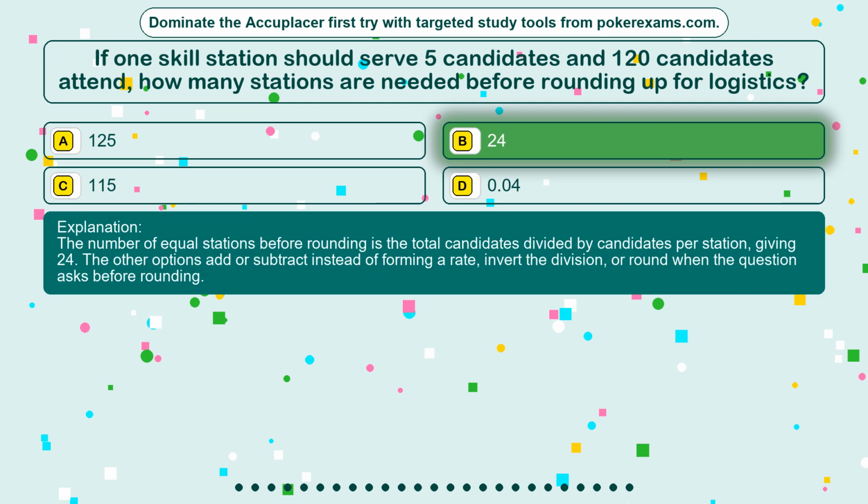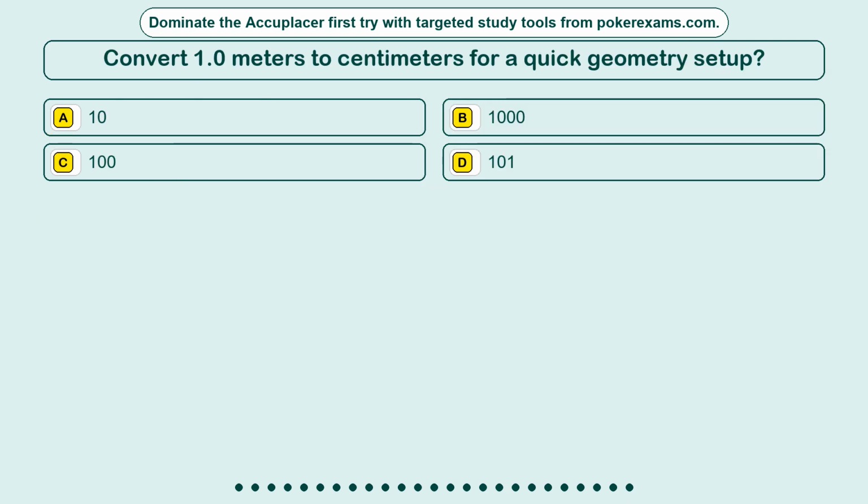The number of equal stations before rounding is the total candidates divided by candidates per station, giving 24. The other options add or subtract instead of forming a rate, invert the division, or round when the question asks before rounding.